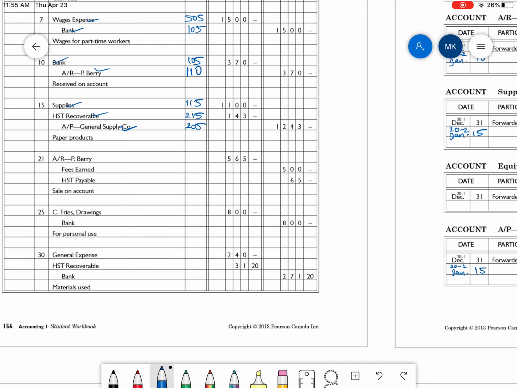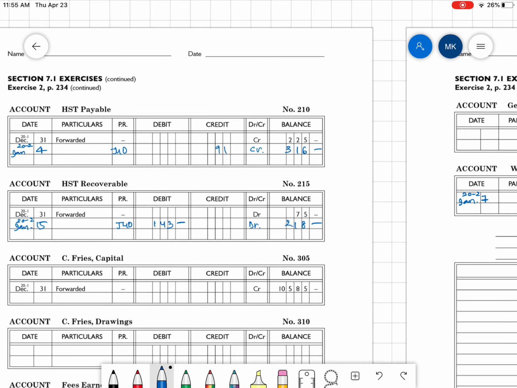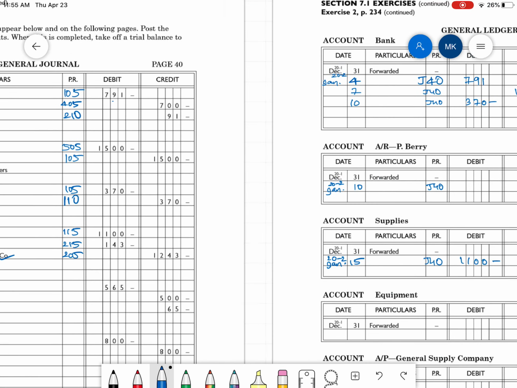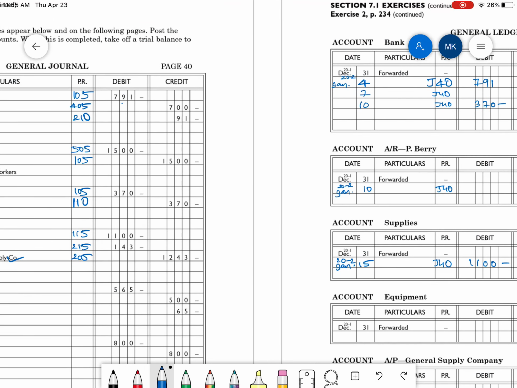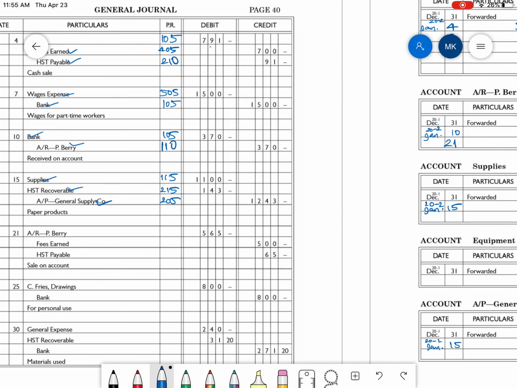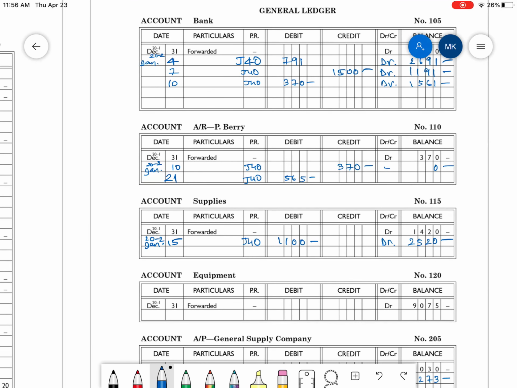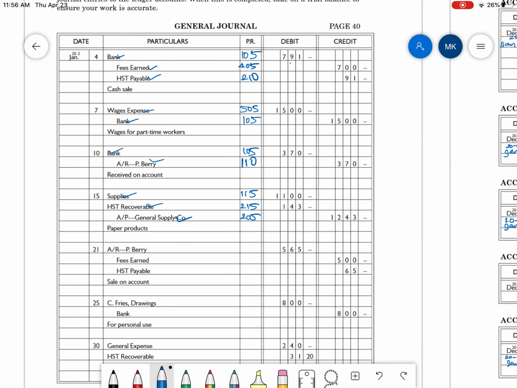Next we have again accounts receivable P Berry debit, right? So you go to accounts receivable P Berry. Okay, here it is, accounts receivable, the date is 21, and then it's on debit 565, J40 debit 565. Okay, now there was no balance, right? So now the new transaction itself is the balance, so debit 565. Now this is 110, so you go to the journal entry and you write 110.